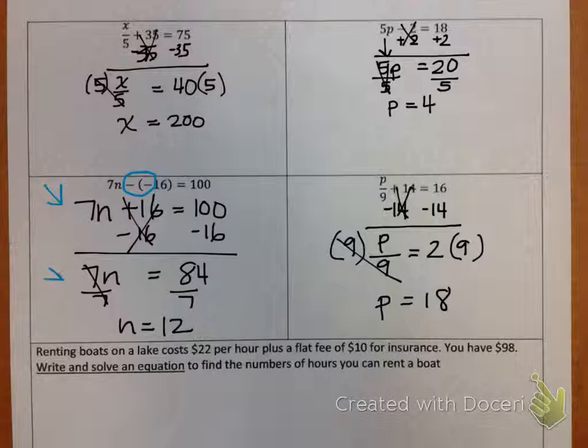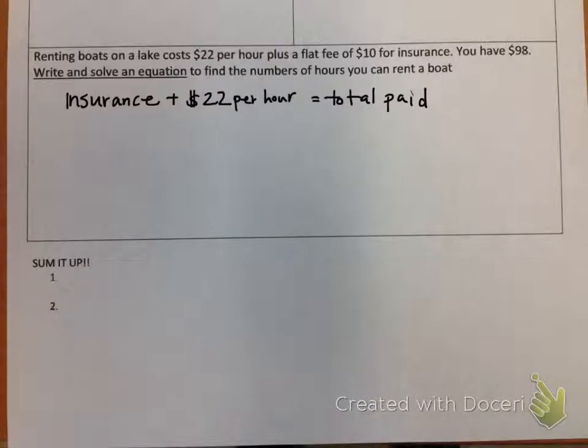7n, remember, that means 7 multiplied by n. The inverse operation would be division. You end up with an answer of 12. The next one, the answer was 18, and it's very similar to the last ones that we've done. Now, if you look at this last word problem, we'll walk through this.